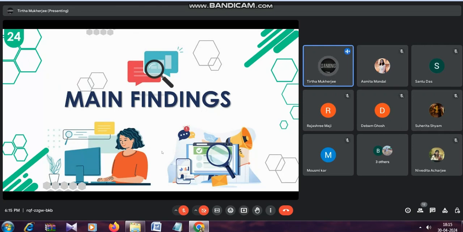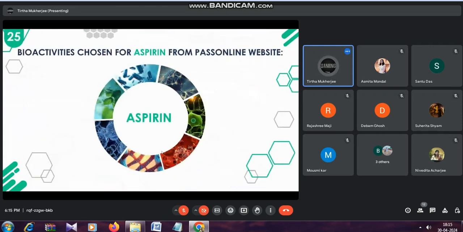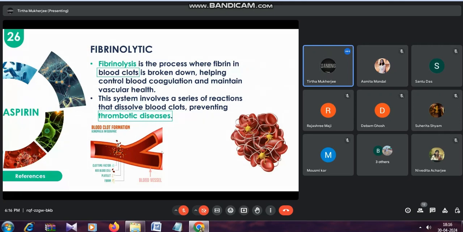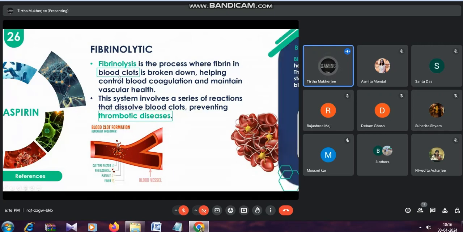Now, moving on to the main findings of our analysis. Firstly, bioactivities chosen for aspirin from the Pass Online website. First is fibrinolysis. Fibrinolysis is the process where fibrin in blood clots is broken down, helping control blood coagulation and maintain vascular health. Now first let us understand what is a blood clot.